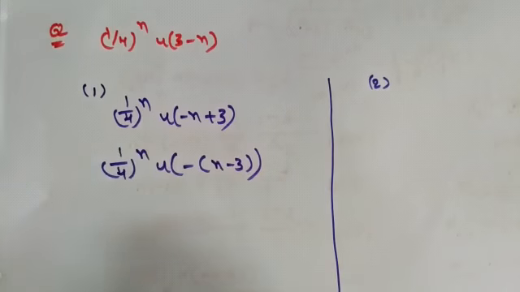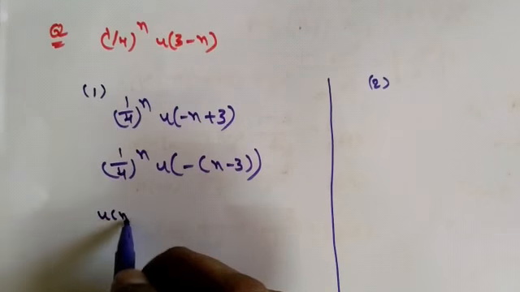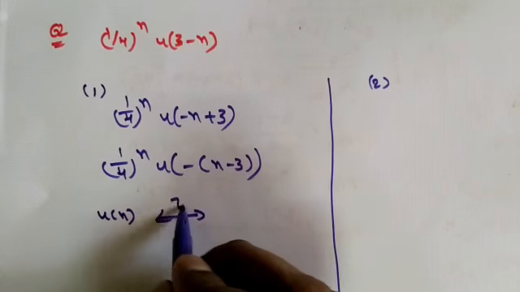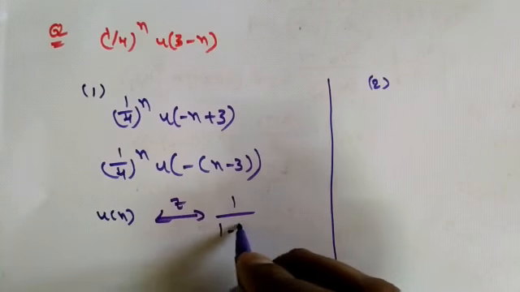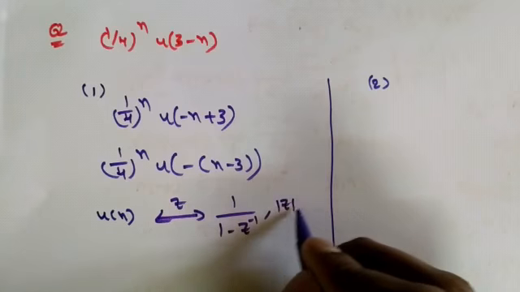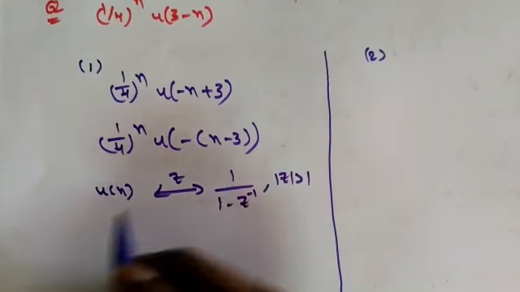So three properties we can apply here. The first one is, we will take it as u of n, whose z transform is 1 by 1 minus z inverse, and mod z is greater than 1. This is the first step.